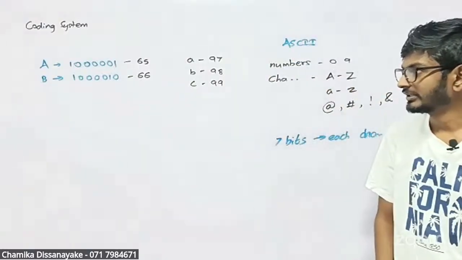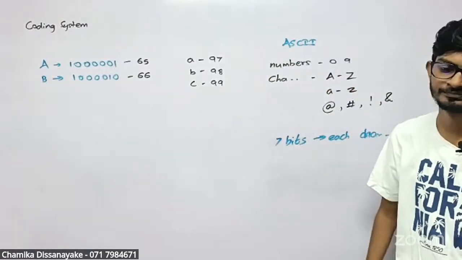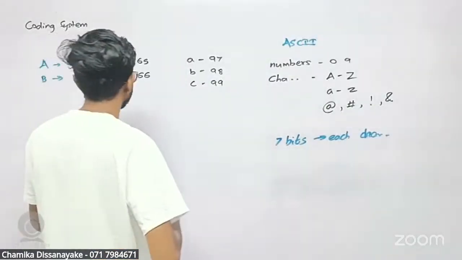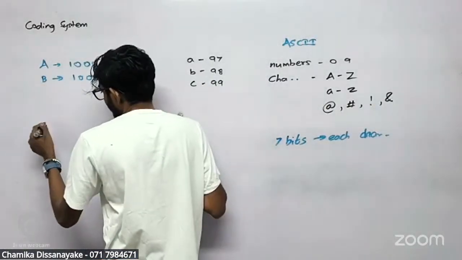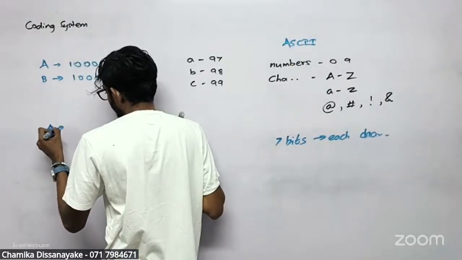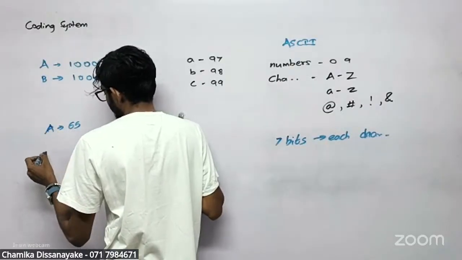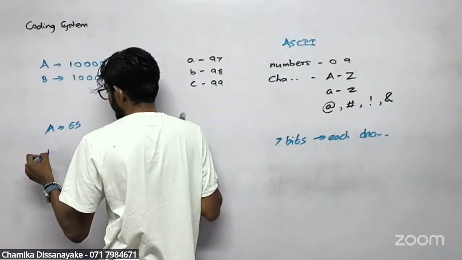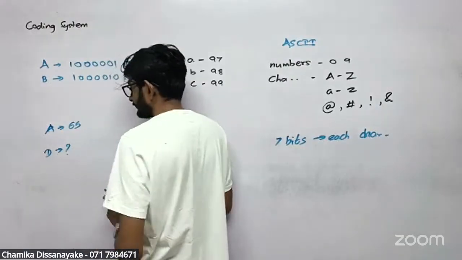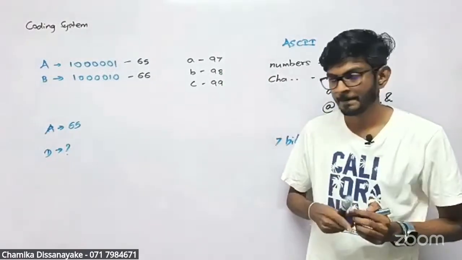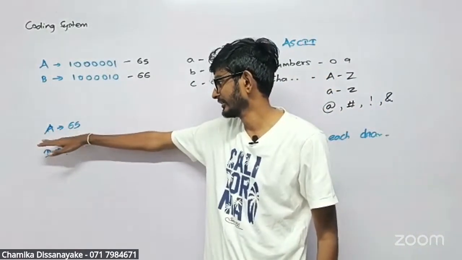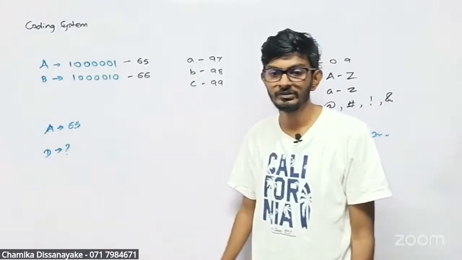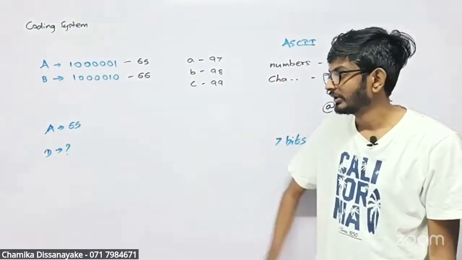Okay. That is about the ASCII coding system. So you may have a question like this. Let's see. Capital A is represented by 65. So what is the ASCII code for capital D? Okay, there may be a question like this. You will get a question like A will be equal to 65, so what is the value of D? You have to write the ASCII code for capital D.